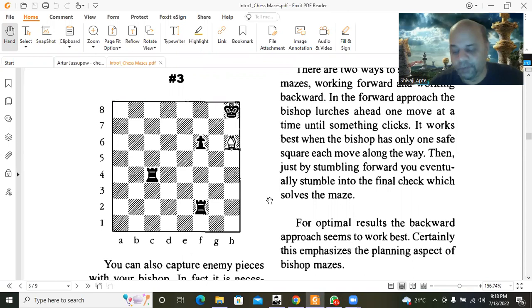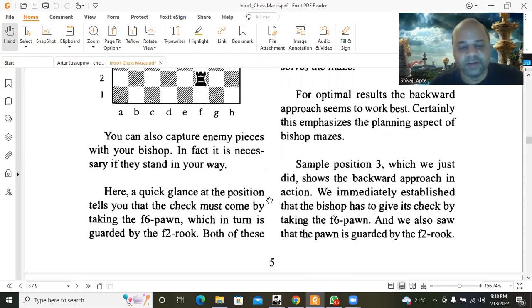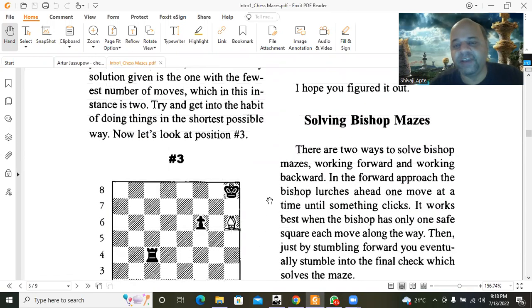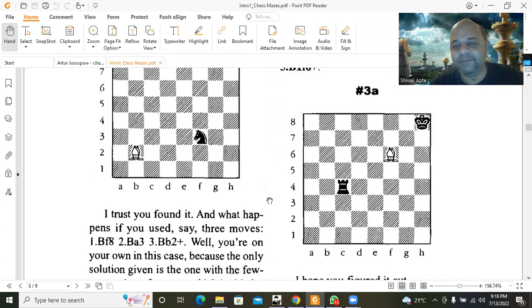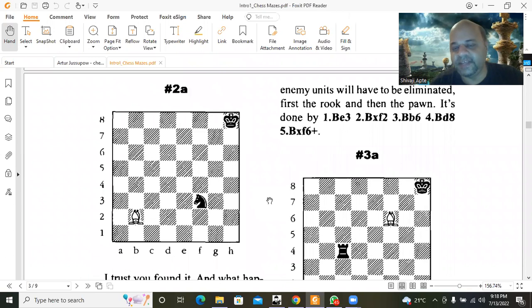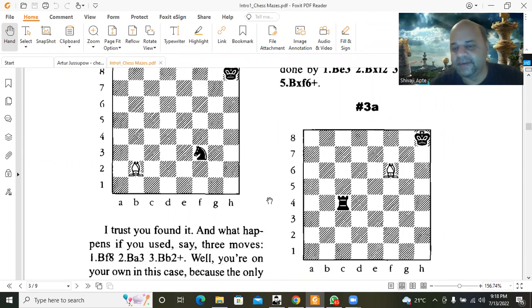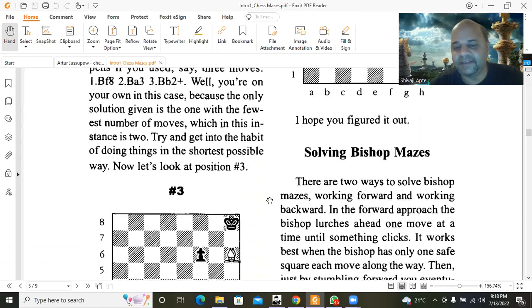Okay. So I hope you are getting the hang of how it works, right? It will become way more interesting as we go. Yeah, this is the final position. As we saw, bishop e3, followed by bishop takes f2, followed by bishop b6, followed by bishop to d8, and then finally bishop takes f6, right? That is the solution. Fine.